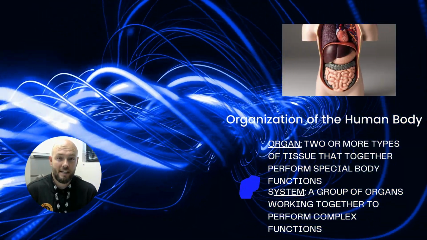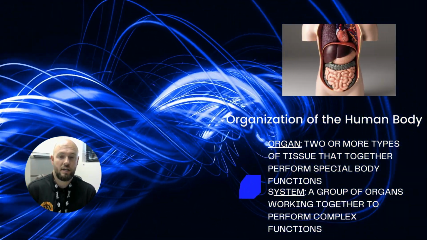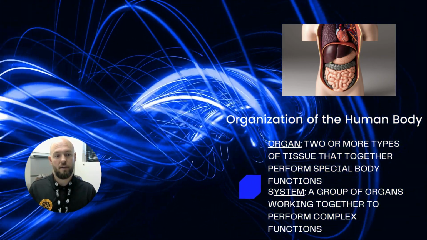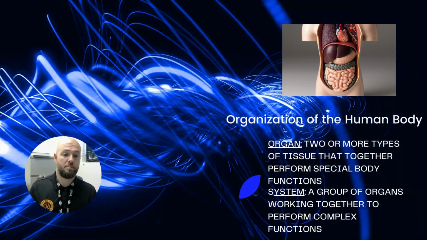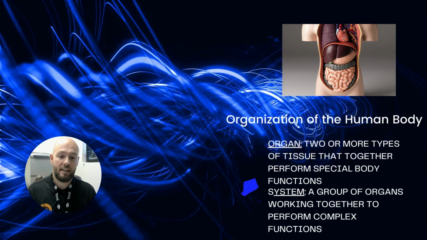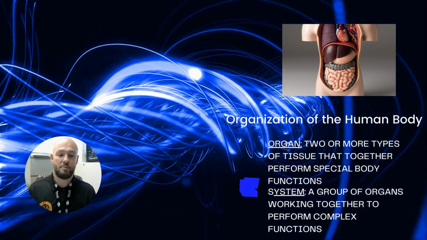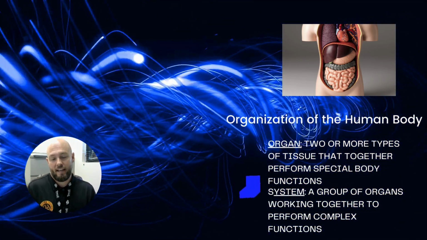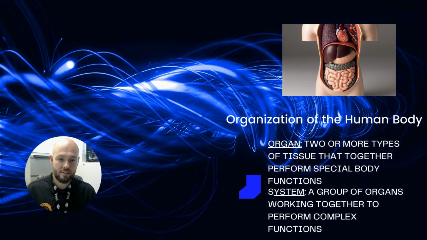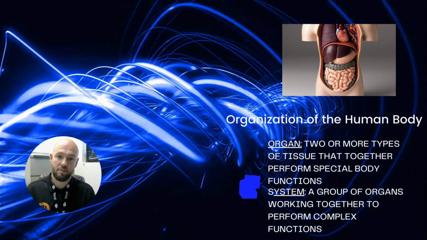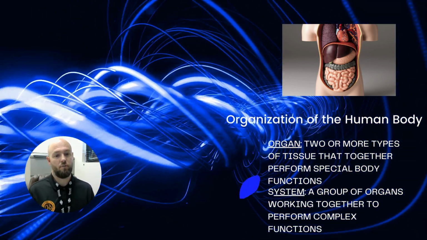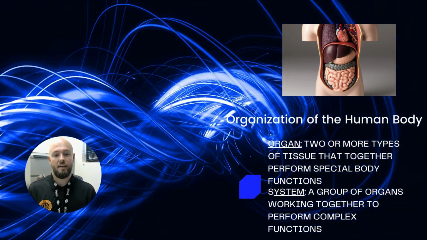So we talked about cells growing into tissues, and then specific tissues will grow and form an organ. An organ will perform a special body function. So, like a kidney is going to be made up of different types of tissues that can help the body make urine, excrete waste, manage electrolytes and fluids. That's made up of specific tissues. They form an organ, like a kidney.